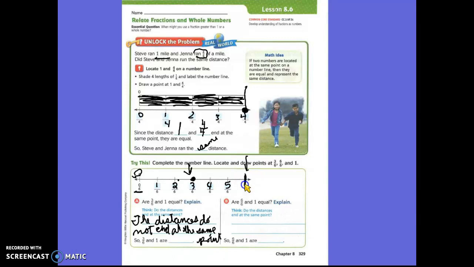This connects them both. So when your dot for 6/6 and 1 is at the same spot, do the distances end at the same point? So are 6/6 and 1 equal? Yes. And why? The distances end at the same point.